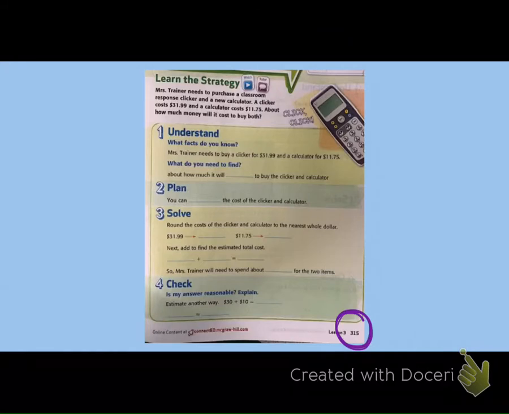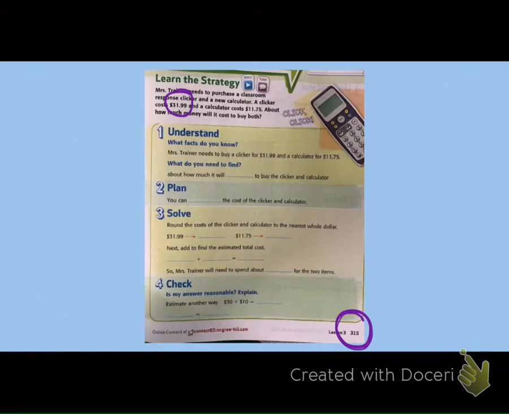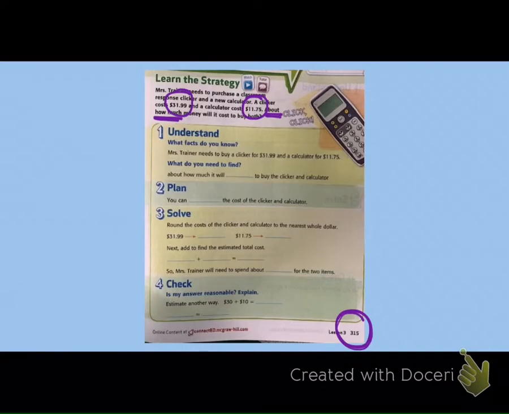It says Mrs. Trainer needs to purchase a classroom response clicker and a new calculator. A clicker costs $31.99. That sounds like that's important. And a calculator costs $11.75. About how much? That's really key, isn't it? We talked about that key phrase last time. About how much money will it cost? That tells me that we are going to estimate.